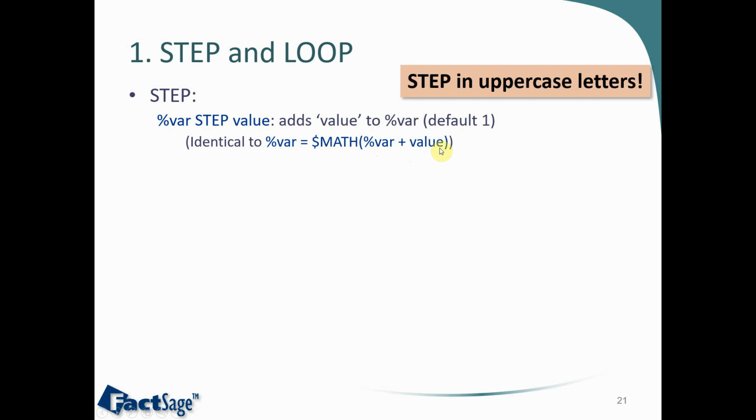So value can be a positive or a negative number. It can also be a system or thermochemical variable, as long as it's a number. And if value is omitted, then value becomes 1 by default. So if you just write %var STEP, the 1 is used instead of 0.